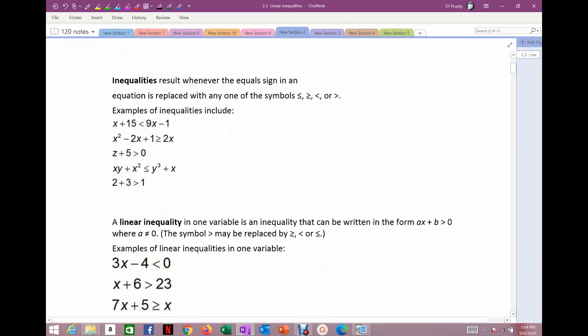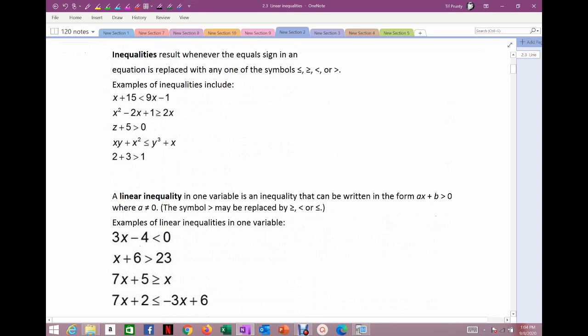All right, so first, what's an inequality? An equation involves an equal sign, right? In order to be an equation, you have to have one side equal to the other side. Well, an inequality is where you replace the equal sign with an inequality symbol, which is either greater than, less than, greater than or equal to, which is what the little bar underneath means, or less than or equal to. Some examples are: x plus 15 less than 9x minus 1. The next example is that quadratic, x squared minus 2x plus 1 greater than or equal to 2x, and so on.